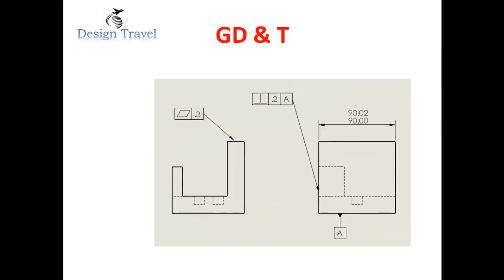First we will see what is GD&T. To manufacture any part you need the shape of that part, that is called geometry. Next is the size of the part, that is dimension. And finally the tolerance of that part. These three things are necessary to create GD&T.